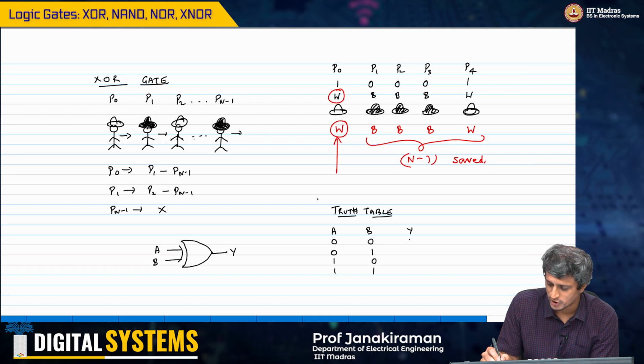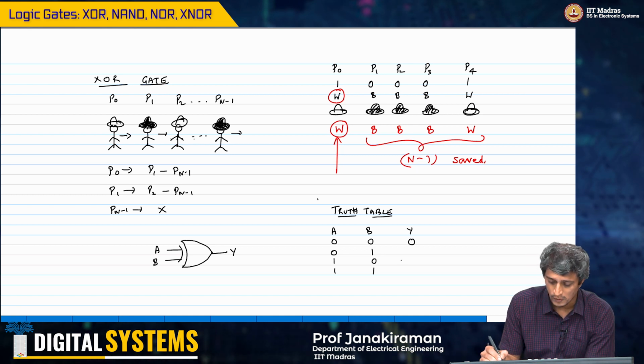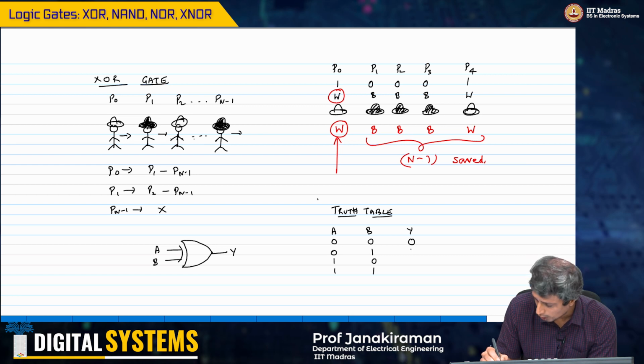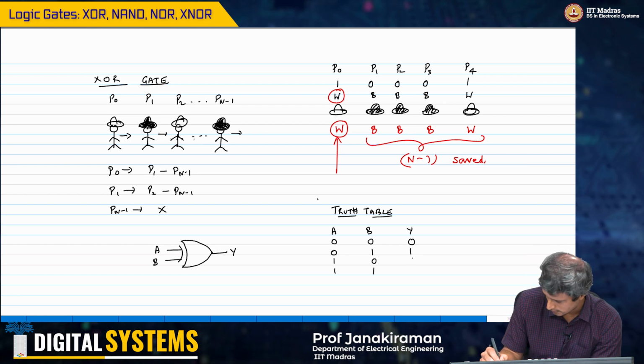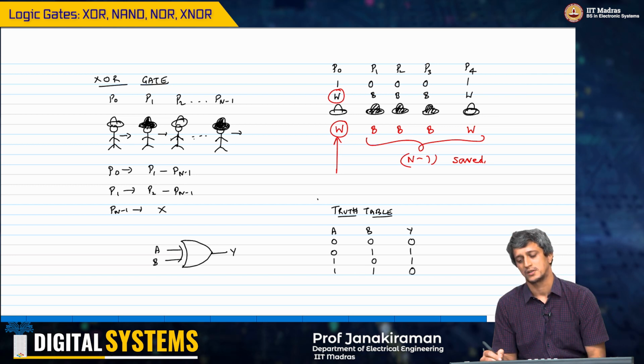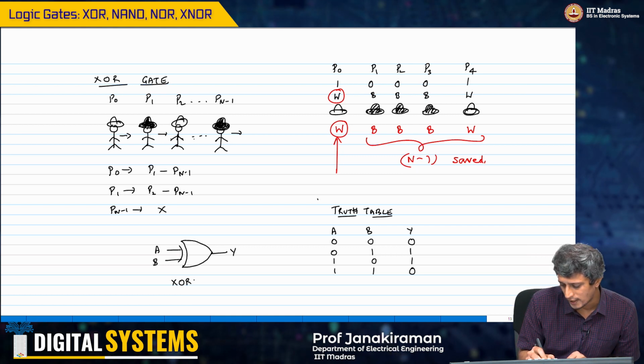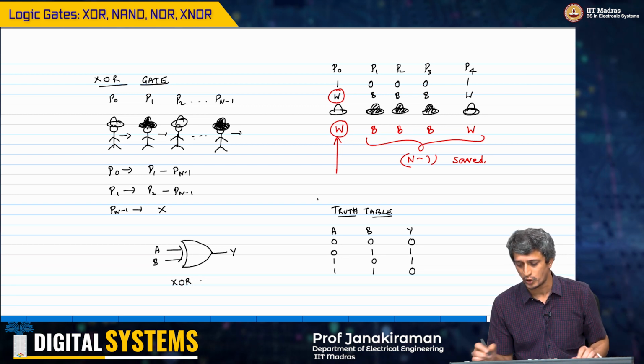Okay, so 0, 0, basically an even number of ones, and therefore the output is 0. 0 and 1, odd number of ones, and therefore it is 1. 1, 1, again it's an even number, so the output is 0. Okay, this is called an XOR gate. And typically you will write 2. Or you can call it a 2 input XOR gate.